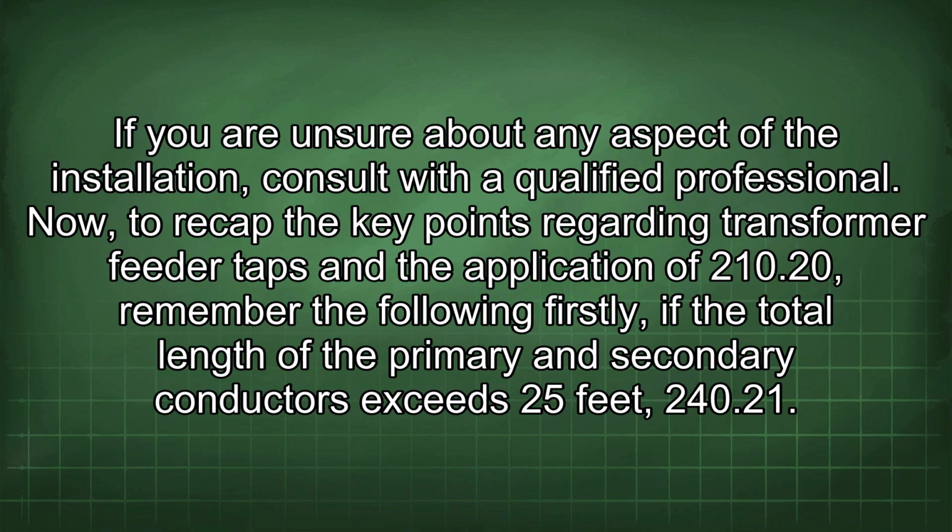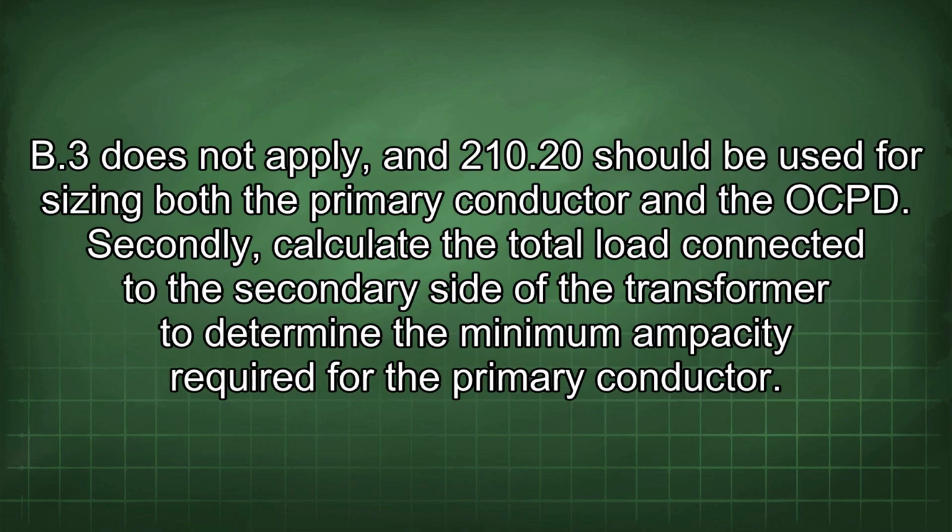Now, to recap the key points regarding transformer feeder taps and the application of 210.20, remember the following. Firstly, if the total length of the primary and secondary conductors exceeds 25 feet, 240.21(B)(3) does not apply, and 210.20 should be used for sizing both the primary conductor and the OCPD.